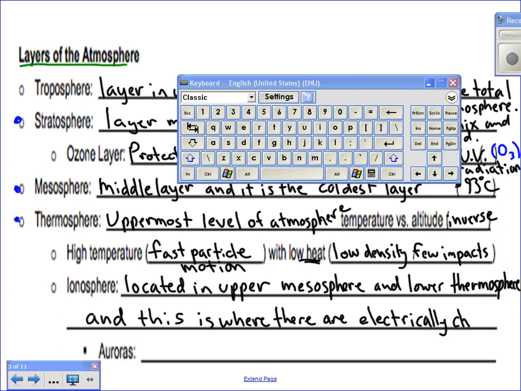Charged particles. Now these charged particles are coming from the sun, the incoming solar radiation. And they're creating the auroras that we see. Now these auroras are light energy radiated from ionized gases. These are from the sun and are known as charged particles or charged gases. So when we're talking about ionized gases, we're talking about charged gases. So, light energy radiated from ionized gases.